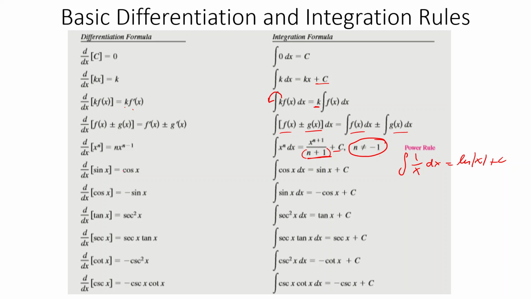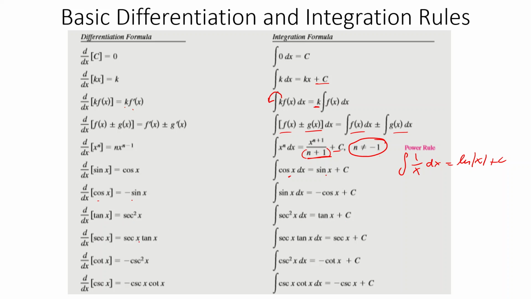All right, derivative of sine is cosine, so the integral of cosine is sine plus c. The derivative of cosine is negative sine, so if we take the integral of sine, the negative moves over here, and we get negative cosine. All right, so it's backwards than it was before with the sines. All right, the derivative of tangent is secant squared, so the integral of secant squared is tangent plus c.